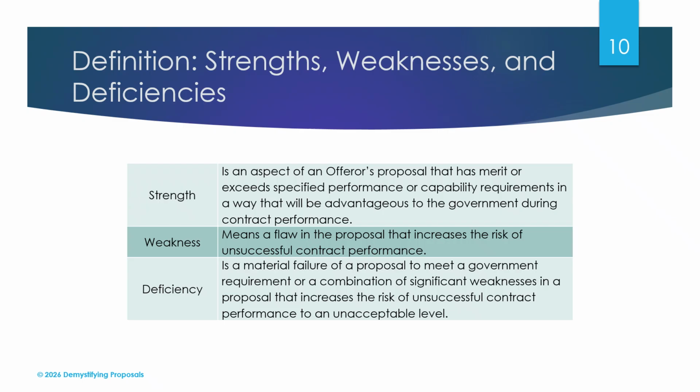A weakness is a flaw in the proposal that increases the risk, right? The government is always looking at, will this offeror be able to do the work, and will they be able to do it well? Because that's what they need. They need you to do the work. And if you can't do the work well, then there's a risk to them that you're going to be unsuccessful. And that's not a good thing for anybody.